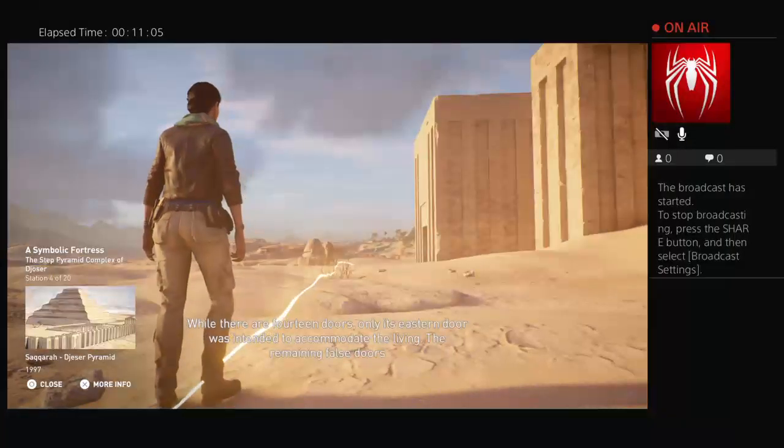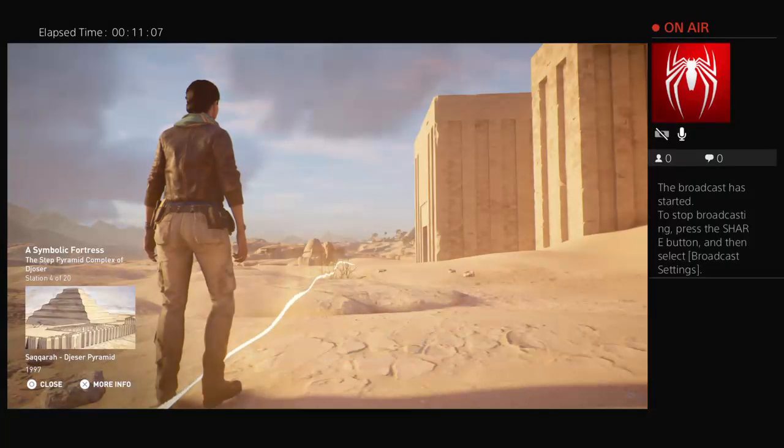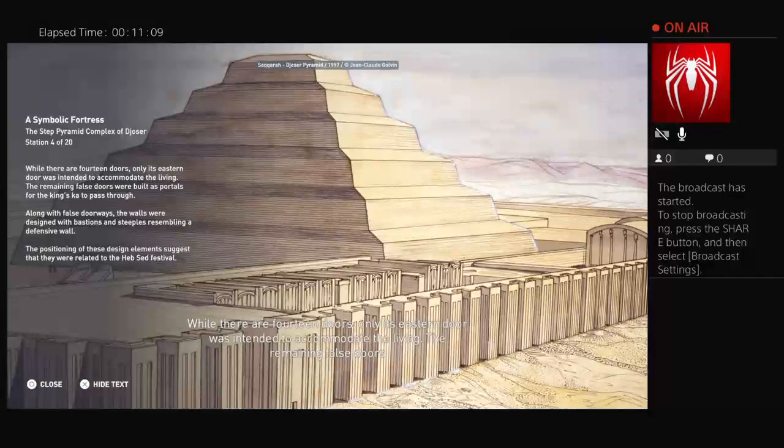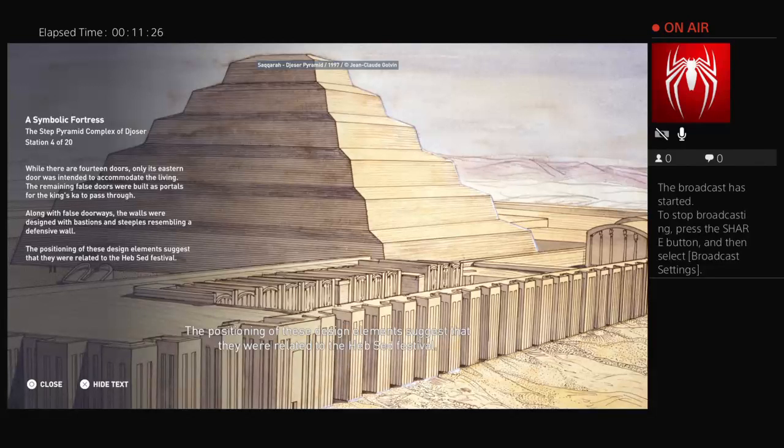While there are 14 doors, only its eastern door was intended to accommodate the living. The remaining false doors were built as portals for the King's Ka to pass through. Along with false doorways, the walls were designed with bastions and steeples resembling a defensive wall. The positioning of these design elements suggest that they were related to the Hebsed festival.